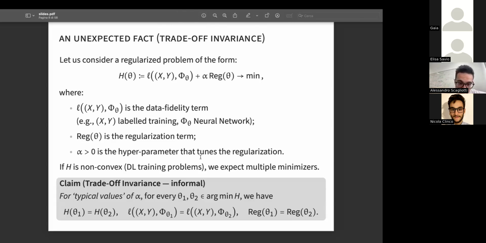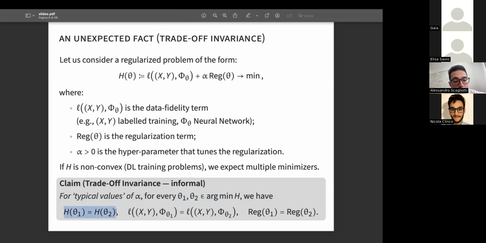So the statement of this trade-off invariance principle that we're going to see is the following one. For typical values of alpha, and we are going to be more precise later on about what I mean by typical values, it turns out that given any two minimizers theta 1, theta 2 of h, we have the following three identities.